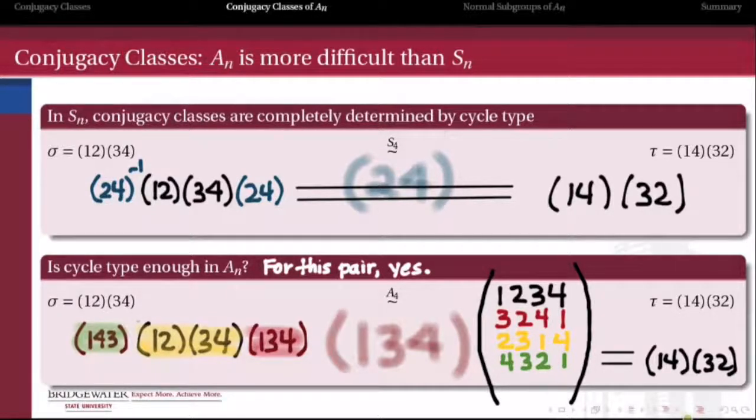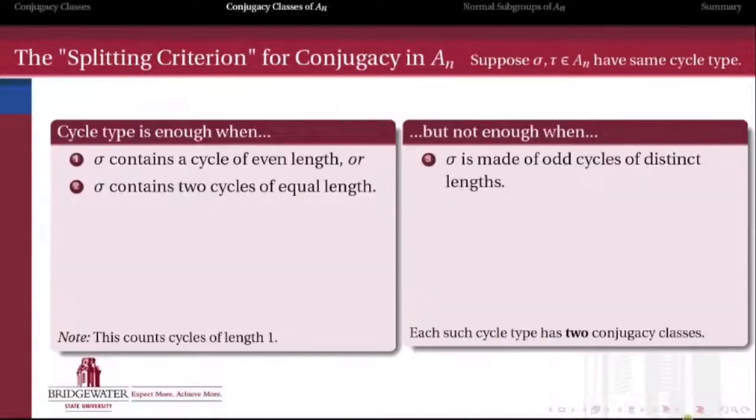But that's not always going to be the case. In fact, this is a theorem we're not really going to prove, but the splitting criterion tells us when cycle type is enough in the alternating group. And the theorem says that cycle type is enough when that cycle type contains a cycle of even length, or when it contains two cycles of equal length. And this is counting cycles of length 1 as the fixed symbols.